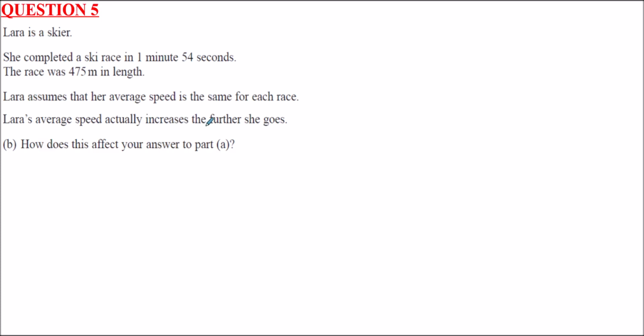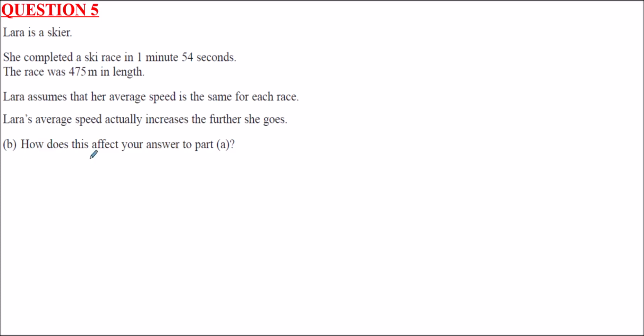700 metres is further than the 475 she went first. So if she's going further, her average speed, because it increases, her average speed for that 700 metres will be faster than what it was for 475. If her average speed is faster, she won't take as long.